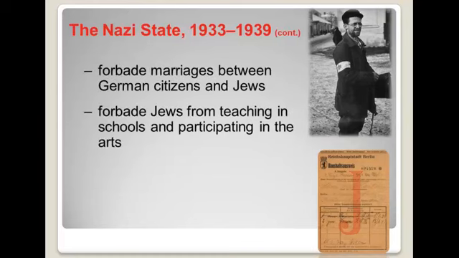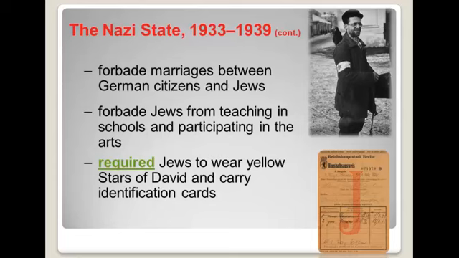They also forbade marriages between German citizens and Jews, and they forbade Jews from teaching in schools and participating in the arts. They also required Jews to wear a yellow Star of David and carry identification cards. We can see the star on a Jew in Germany on the top right, and then an example of an ID card on the bottom right.